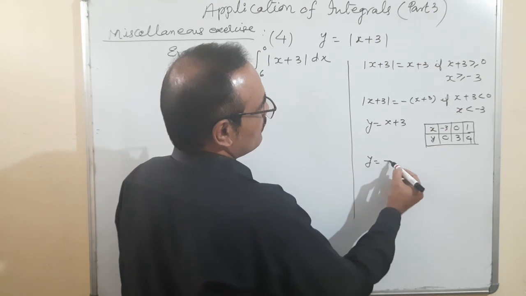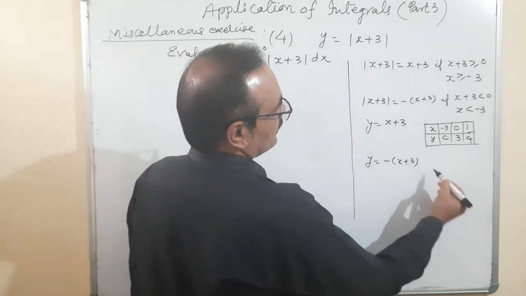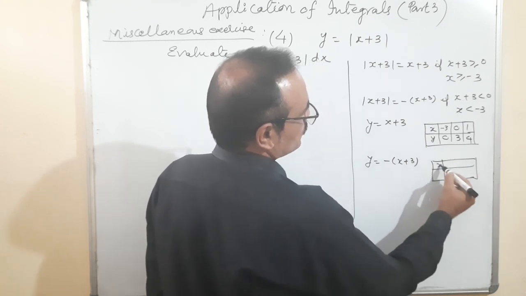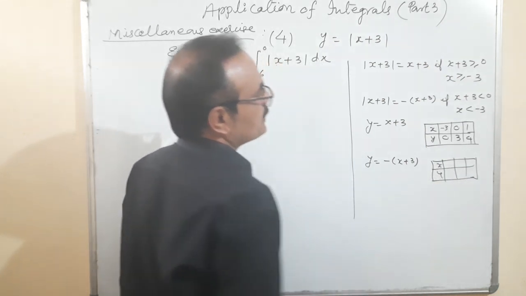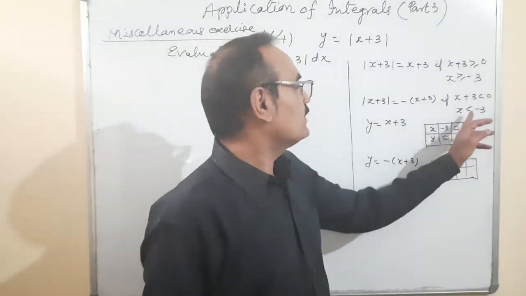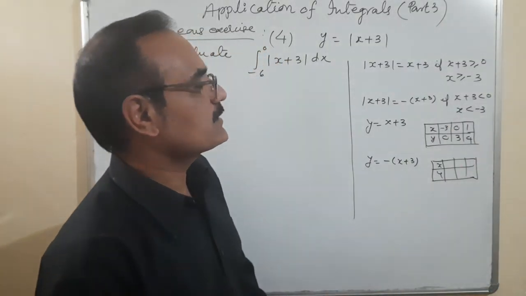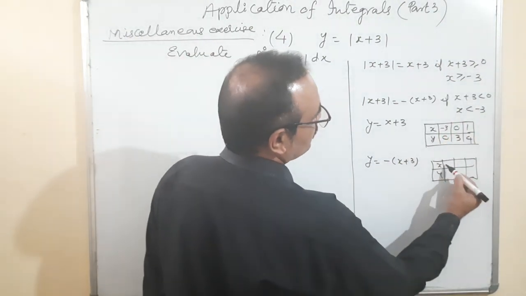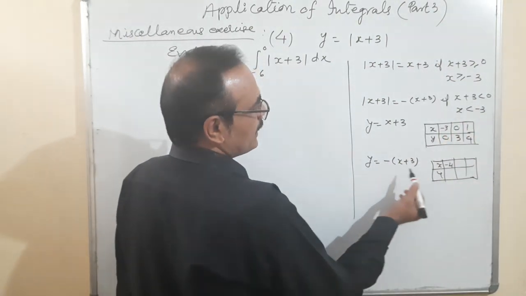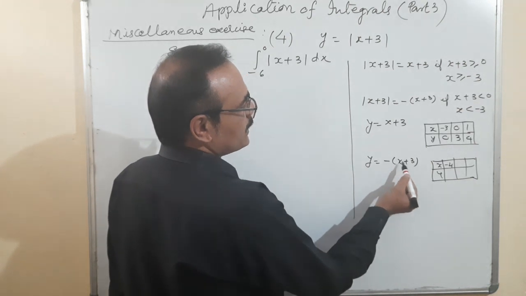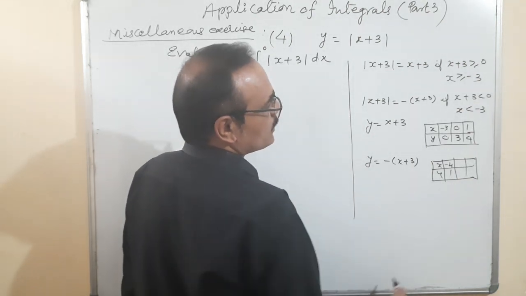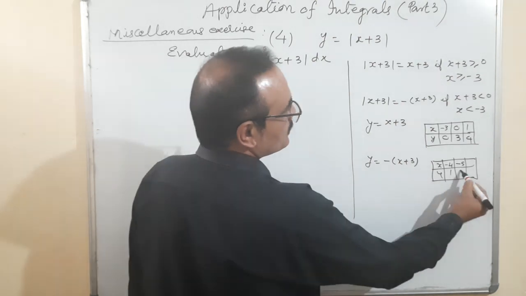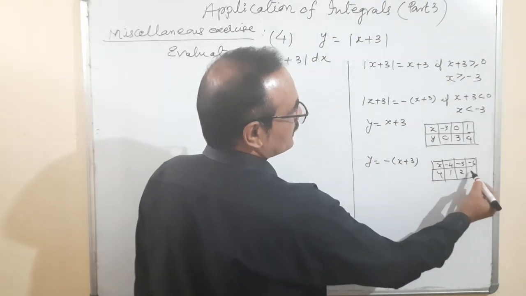Second, y is equal to minus x plus 3 if the condition is x is less than minus 3. So minus 4, minus 5. I'll take minus 4: minus 4 plus 3 is minus 1, so y is equal to 1. Minus 5 plus 3 is minus 2, so it is plus 2. Minus 6, so it is 3.